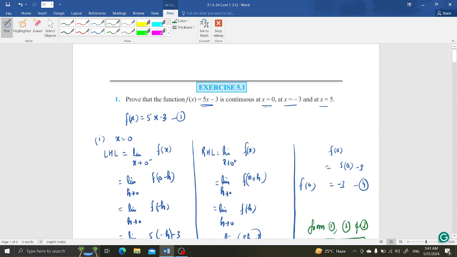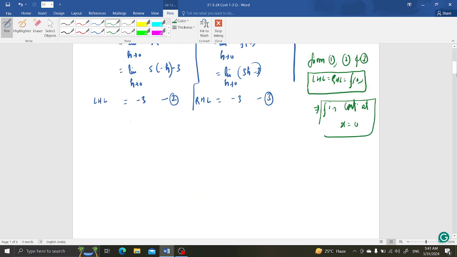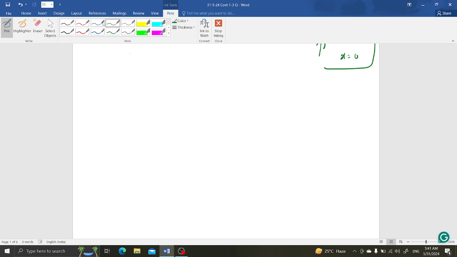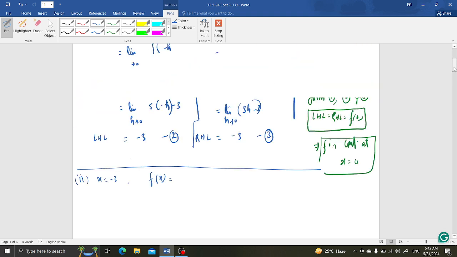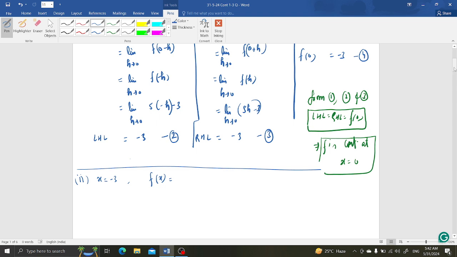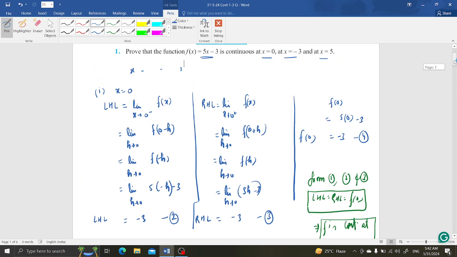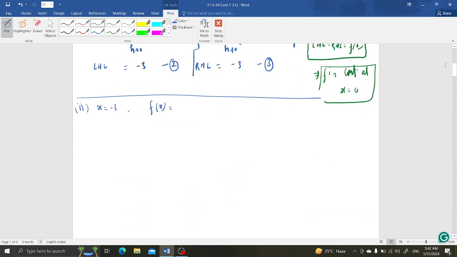Now the next part is at x equal to minus 3 we need to check. Same procedure we need to do. So here I will do the second part. LHL again. What is your x? x is here minus 3, and the function value I will write again. Our function is 5x minus 3.